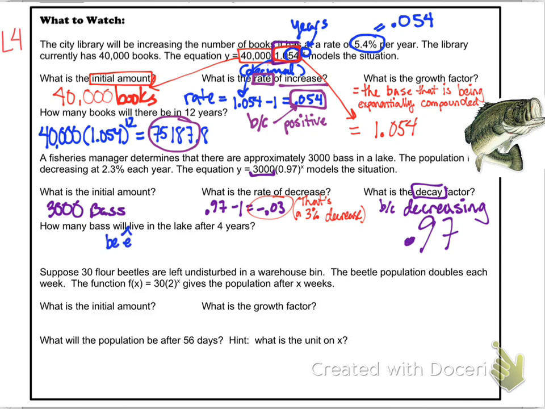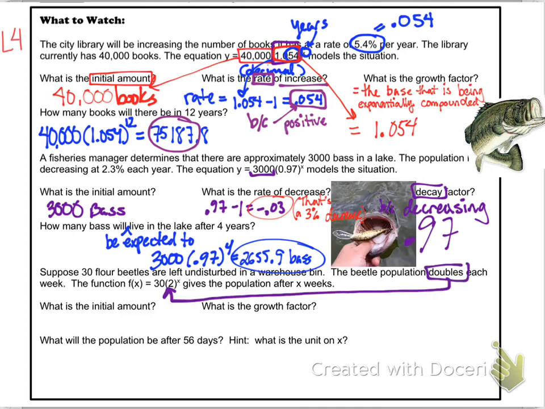And then after 4 years, how many would be expected? So this is modeling some population. We don't know exactly. There's a lot of other factors, but based on the model, it'd be expected that this would produce or tell us how many bass after 4 years.